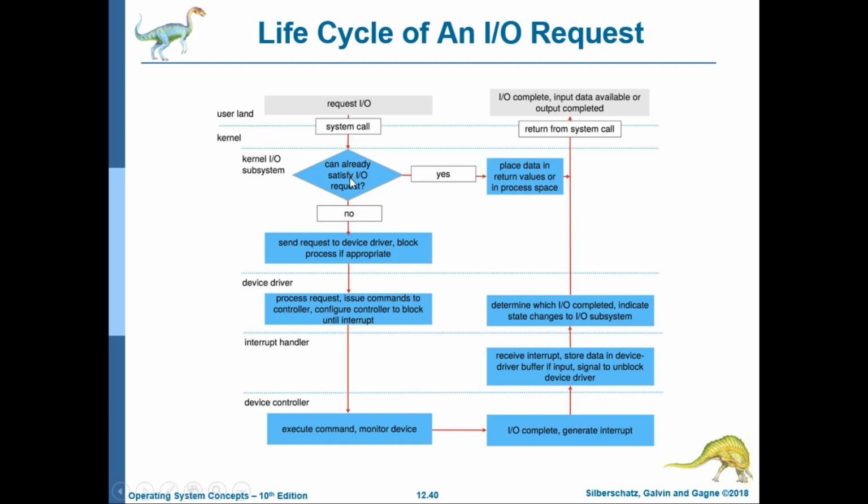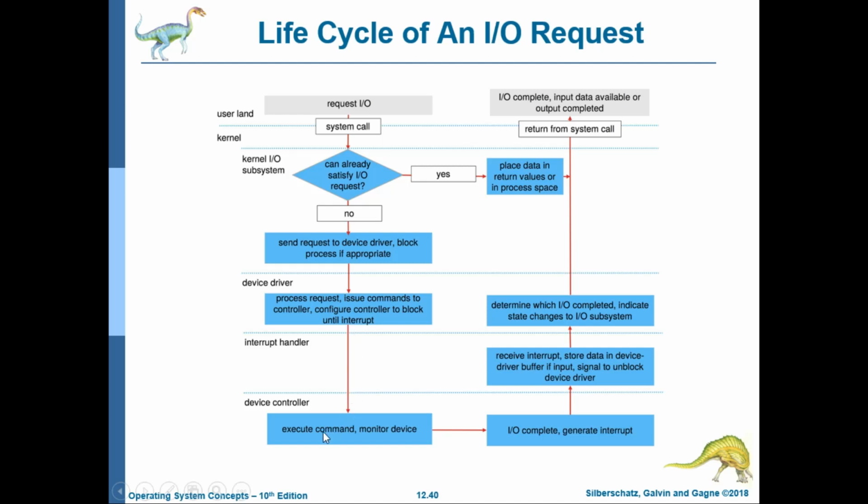What if the answer is no, for the question of whether it can already satisfy the I/O request? Next, send the request to the device driver, blocking the process if appropriate. So it will go to the device driver. There, it processes the request, issues commands to the controller, and configures the controller to block until an interrupt. And then next, it goes to the device controller.